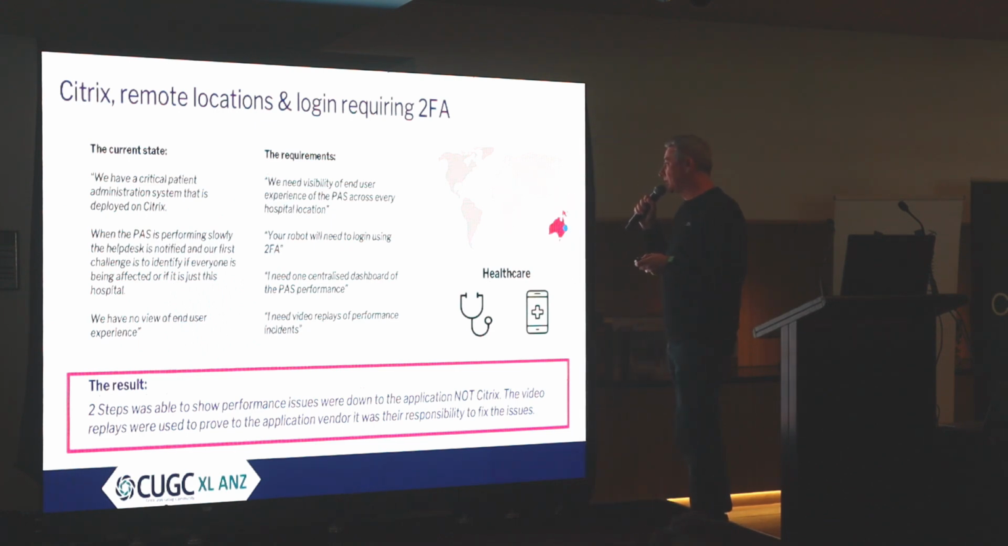So I guess just to recap on the requirements: poor visibility, we implemented observability for them. The robot needed to log in via two-factor authentication. We were able to do that. One centralized dashboard and the video replays.